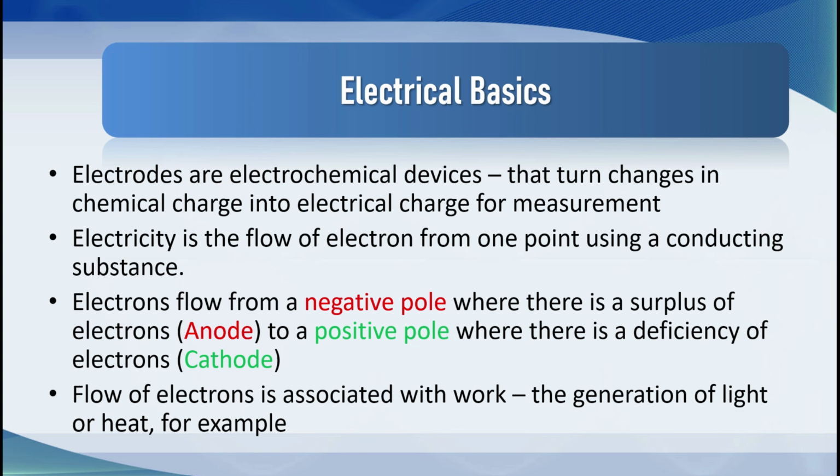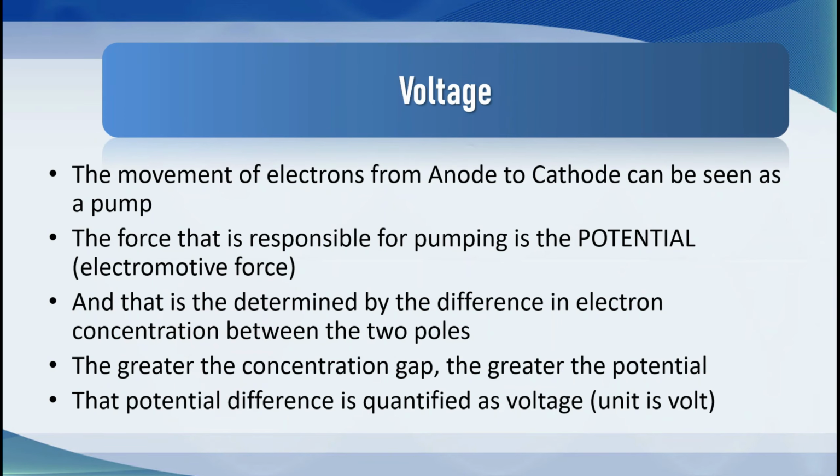So remember, electrons have a negative charge. The flow of electrons is associated with work, so that's how we get light generation or heat generation, etc. The movement of electrons from anode to cathode can be seen as a pump. The force that is responsible for pumping is the potential, the electromotive force, and that is determined by the difference in electron concentration between the two poles. The greater the concentration gap, the greater the potential. The potential difference is quantified as voltage, so the unit is a volt.